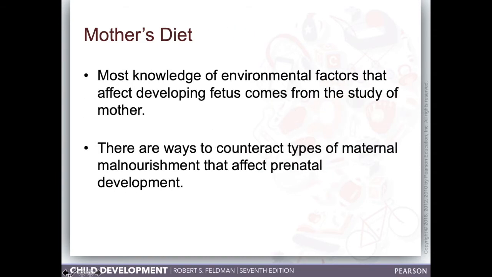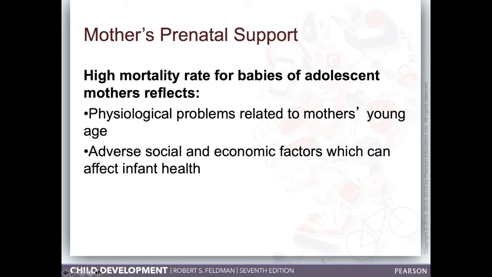Mother's diet definitely plays a role. You've probably heard all the things that expecting mothers, pregnant women shouldn't eat. Things like raw fish, unpasteurized cheese, deli meats, things like that. Most knowledge of environmental factors that affect developing fetuses comes from the study of the mother. There are ways to counteract types of maternal malnourishment that affect prenatal development. They'll say if you are planning on getting pregnant, you'd want to start something like a prenatal vitamin, something high in folic acid to help develop a really sturdy womb, even up to months before you conceive can be really beneficial. Prenatal support is very important.